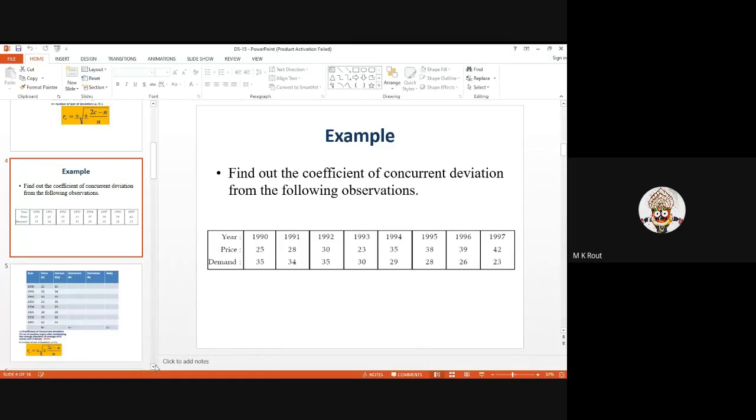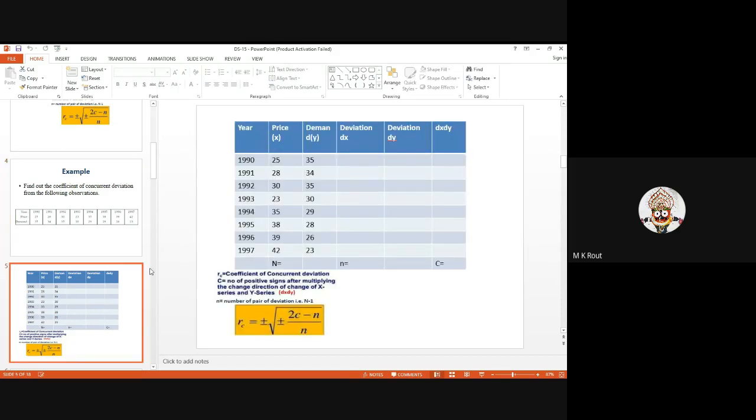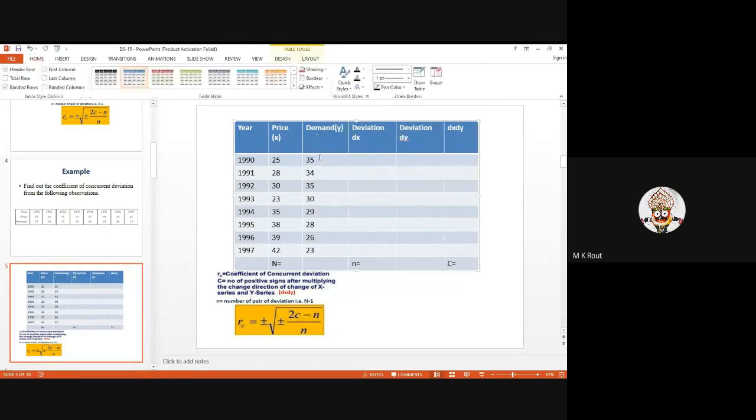Okay, so to solve this type of problem, first you have to draw a table. The first column belongs to the year, starting from 1990 to 1997. Then X, or price, is 25, 28, 30, 23, 35, 38, 39 and 42. Similarly, for demand, we have 35, 34, 35, 30, 29, 28, 26 and 23 respectively.